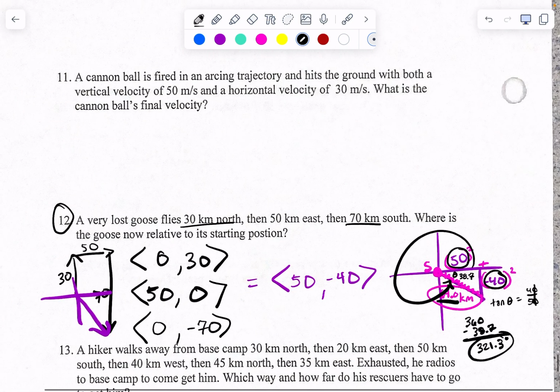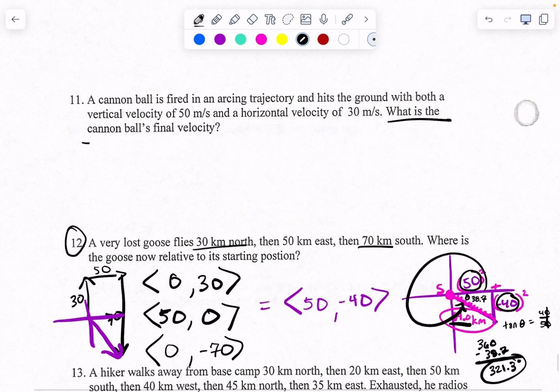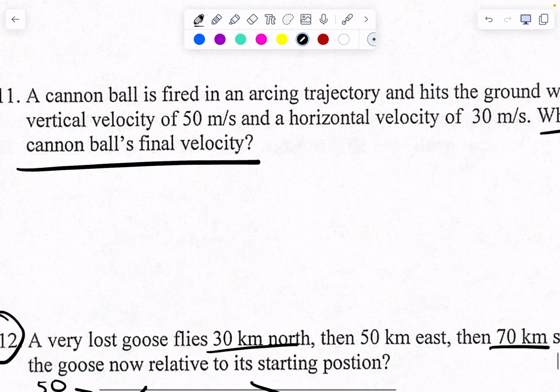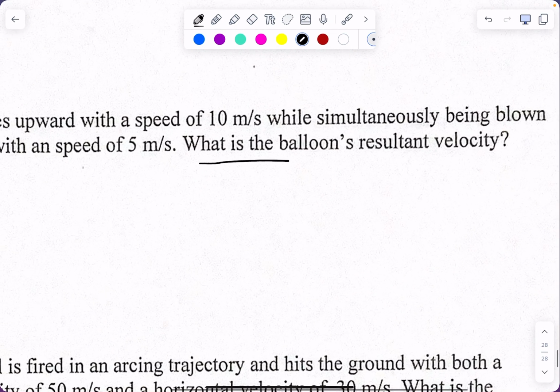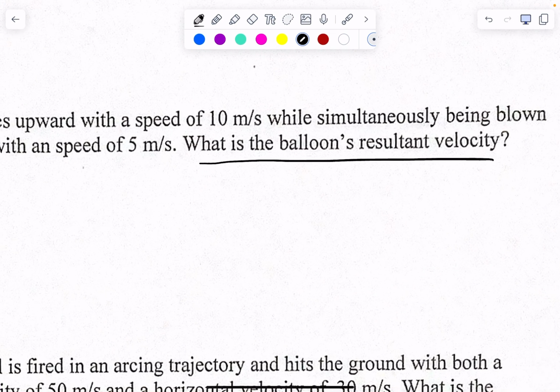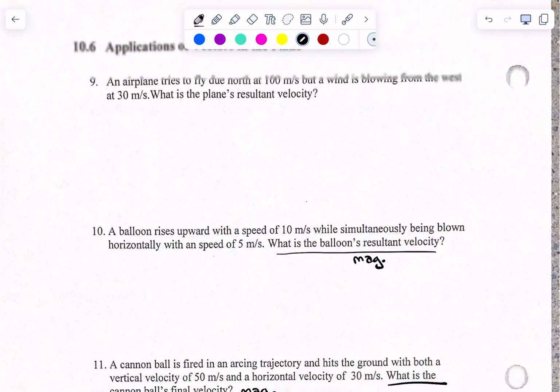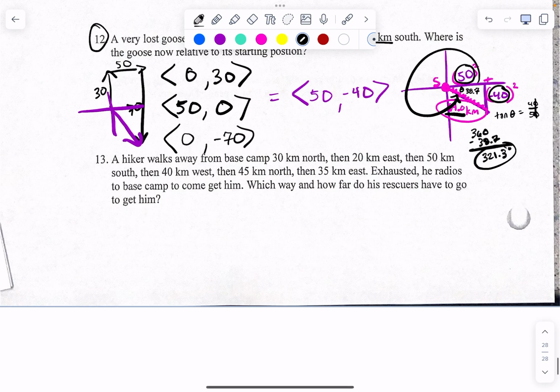Now, some of these are just asking what the final velocity is. That just means find the magnitude, and you don't have to find the direction. This one is asking for the balloon's resultant velocity. You're just finding the magnitude and not the direction, so you just do your Pythagorean theorem at the end. What is the plane's resultant velocity? Just find the magnitude. Number 13, you have to find both magnitude and direction. Make sense?